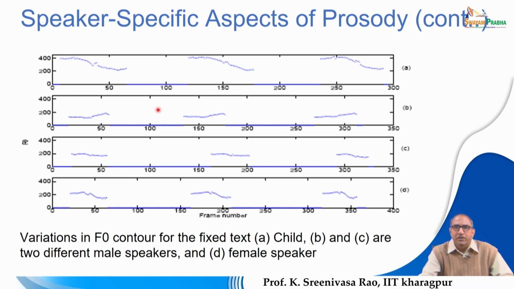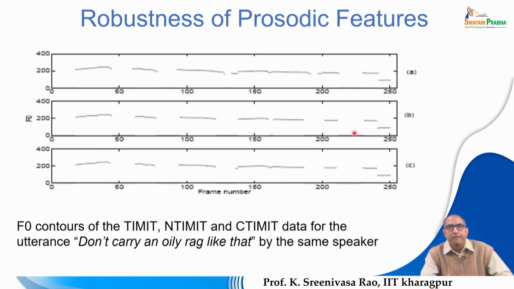So what I mean to say is that for each speaker, even though the words uttered may be the same across speakers, the way each speaker utters them has its own style or own way of uttering. That is known as speaker specific prosody, and that can be exploited for the speaker recognition task.